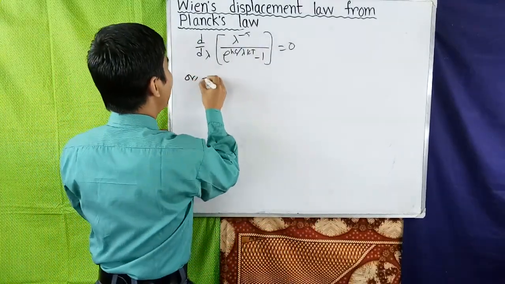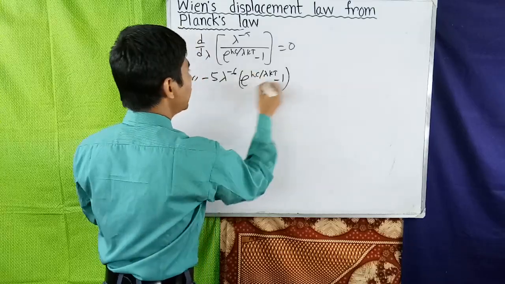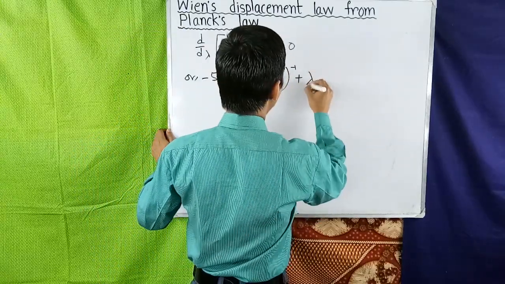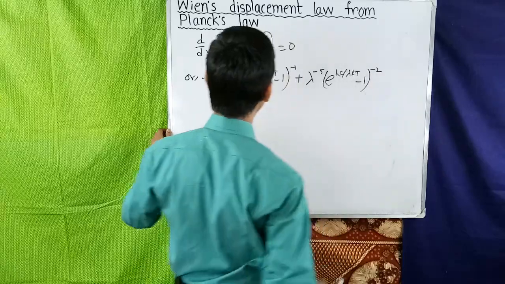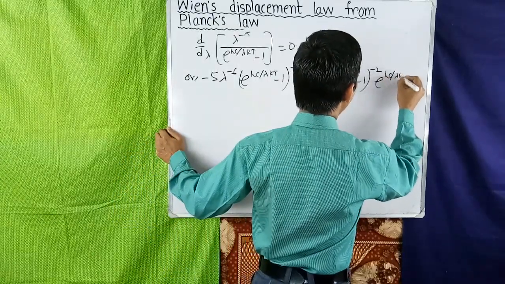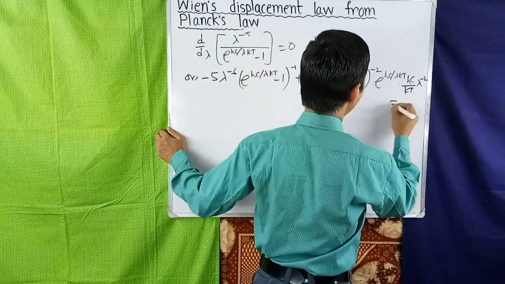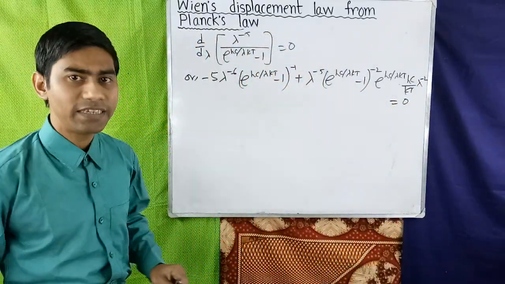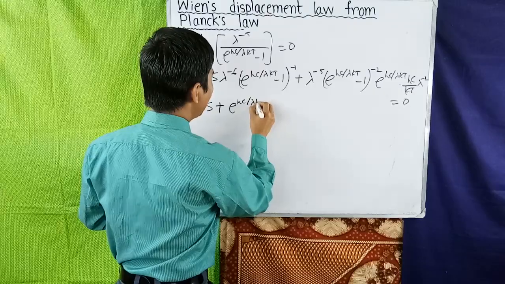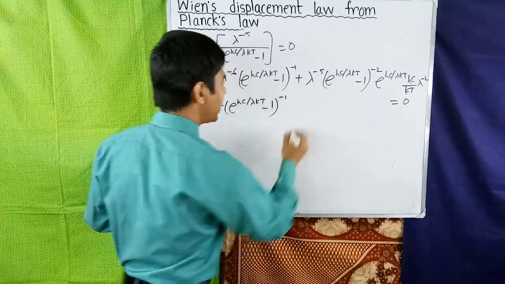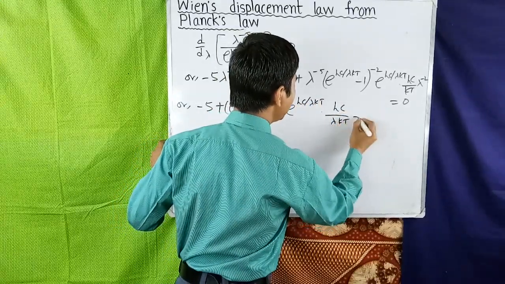Or minus 5 lambda to the power minus 6 into e to the power hc by lambda kT minus 1 to the power minus 1 plus lambda to the power minus 5 into e to the power hc by lambda kT minus 1 to the power minus 2 into e to the power hc by lambda kT into hc by kT into lambda to the power minus 2 equals 0. Simplifying this we get minus 5 plus e to the power hc by lambda kT minus 1 to the power minus 1 into e to the power hc by lambda kT into hc by lambda kT equals 0.